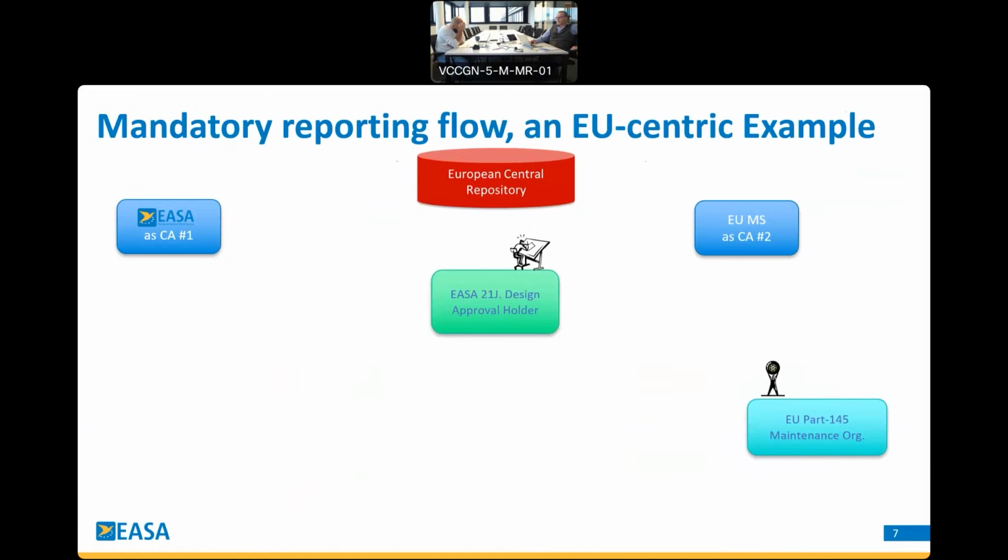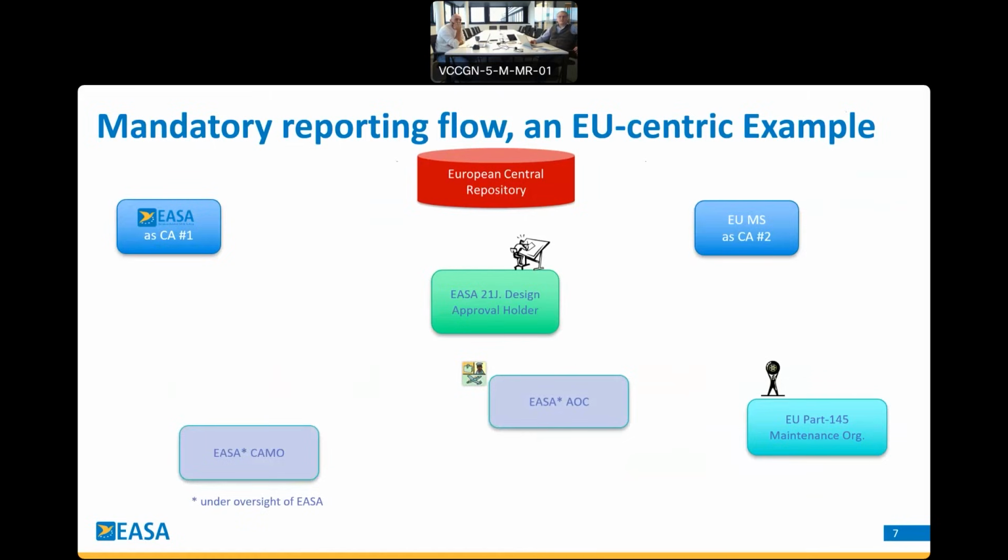We will also have, in our example, an EASA 21J design approval holder, which could be an aircraft type certificate holder, an engine type certificate holder, or an STC holder. You choose. We will also have an EASA CAMO. What does EASA CAMO stand for? EASA CAMO means, in today's presentation, on the other side of EASA. And we will also have another actor, obviously, the EASA AOC.